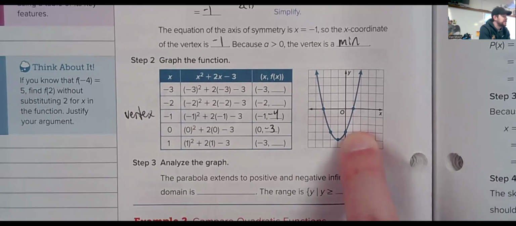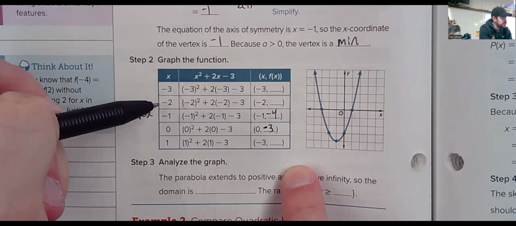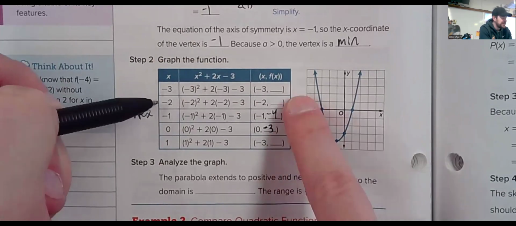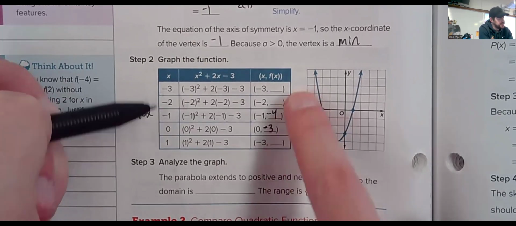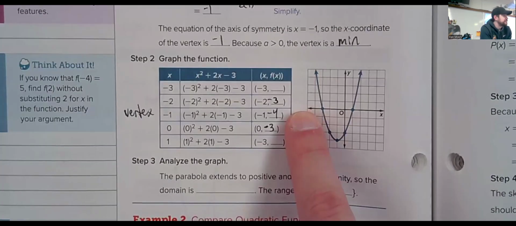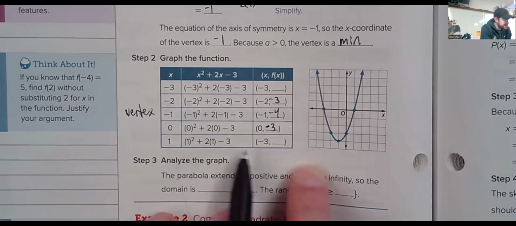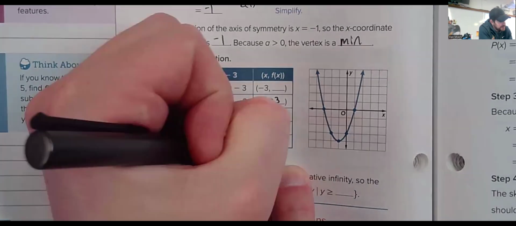Now, in terms of where the other side goes, -2 is 1 away from -1. 0 is also 1 away from -1. Those two values, just like in absolute value functions, have the same y value. So 0, -3, -2, -3. No math required. And then if we use 1, let's just do 1 here. If x equals 1, wait a second, that should be a 1. Not a -3. Hang on. All right, 1.